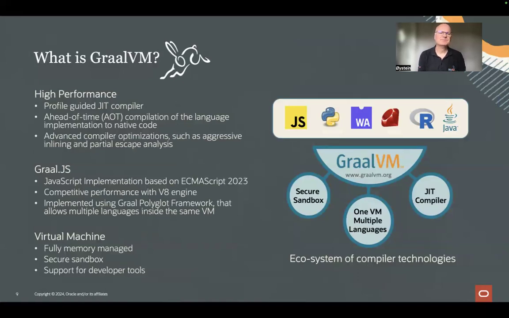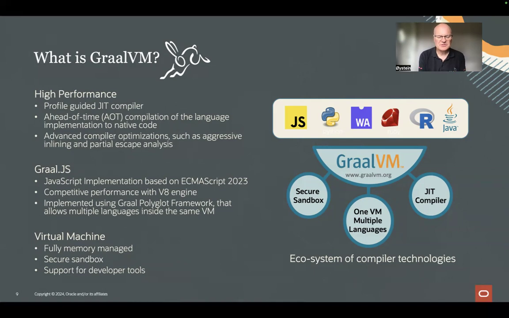So what is GraalVM? GraalVM is a Java VM, a high-performance Java VM that supports profile-guided just-in-time compilation. The JavaScript implementation is compiled into native code ahead of time, and it has a lot of advanced compiler optimizations that can be applied to the JavaScript code. The JavaScript implementation in Graal is based on ECMAScript, and the performance is competitive with the V8 engine.